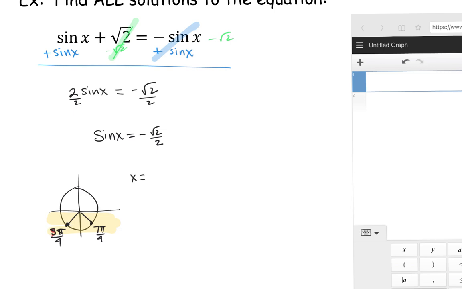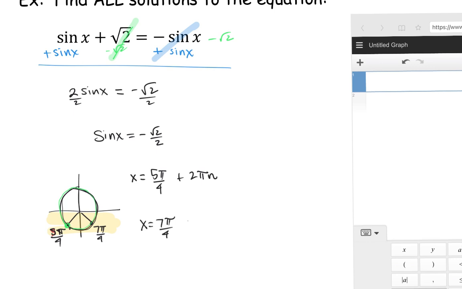Because sine is related to the y value of those points. So let's see, we've got x equals 5 pi over 4. Okay, and x equals 7 pi over 4. But don't forget that from this point, I could just go around the circle once. I could just add 2 pi, or I could add another 2 pi. Okay, so any integer multiple of 2 pi would get us right back to that same spot, which has a sine value of negative square root of 2 over 2.